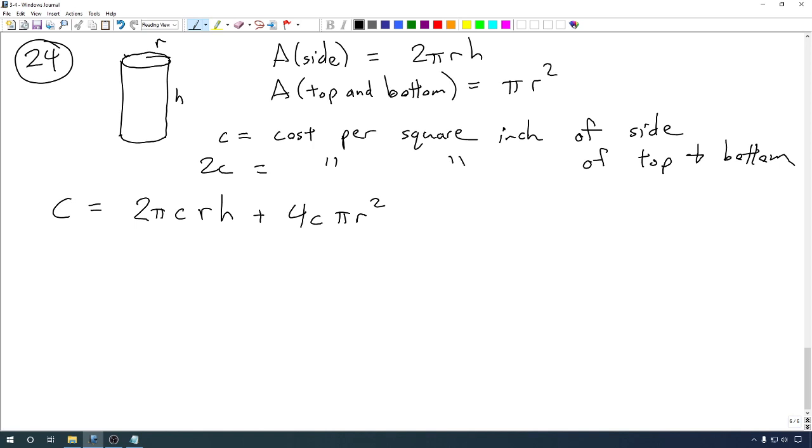Now, the little c itself is actually just a constant. We don't have to worry about replacing that one. But we do have an r and an h. We want to go down to a single variable. And that's where we're going to use the other pieces of information. We're going to use the fact that this container is supposed to have a volume of 16 fluid ounces. So the volume of a cylinder is the area of the base times the height, so pi r squared times h, and that's going to have to equal 16 fluid ounces.